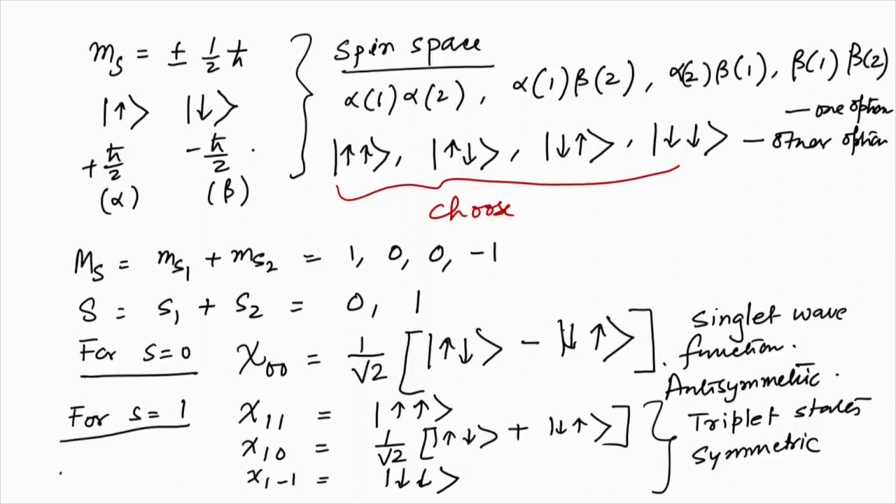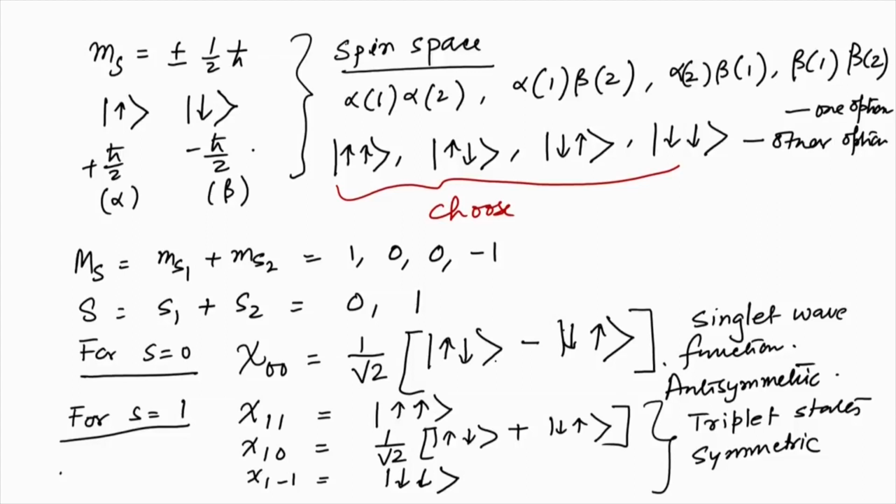So, these are the states or the wave functions for a system comprising 2 spin half particles, and all possible combinations have been taken. We get 4 states, and those 4 states are 1 singlet and 3 triplet states.